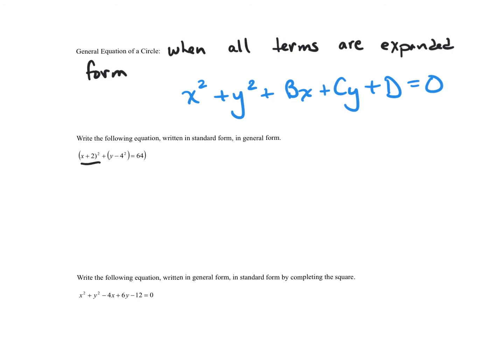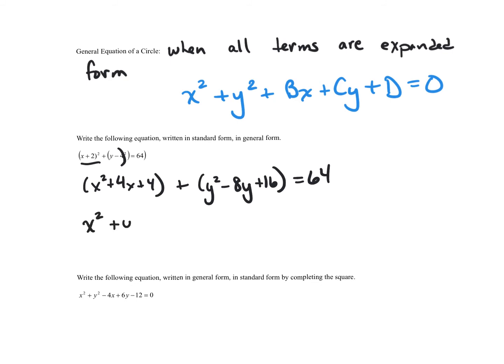But if I wanted to, I could just FOIL out x plus 2 squared, which is x squared plus 4x plus 4. And then I could FOIL out y minus 4 squared, so the square is on the outside. So that's going to give me y squared minus 8y plus 16. And then that equals 64. So if I just start writing it, I have the x squared, I have the y squared, I have the 4x, I have the minus 8y. Now the numbers 4 and 16, those guys are going to come together to become 20. So that is going to become plus 20 equals 64.